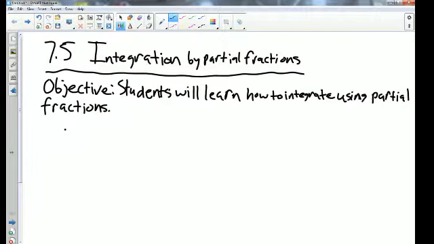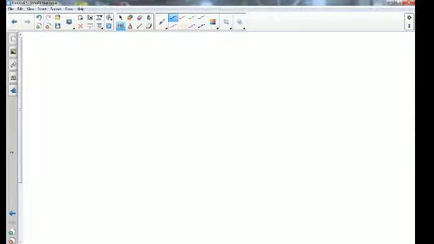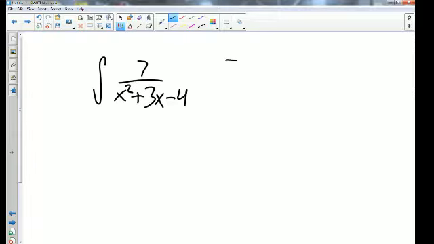We're going to learn how to integrate using partial fractions. So for the first problem, let's just say you're trying to do the integral of 7 over x squared plus 3x minus 4. So first, you want to factor out the bottom.